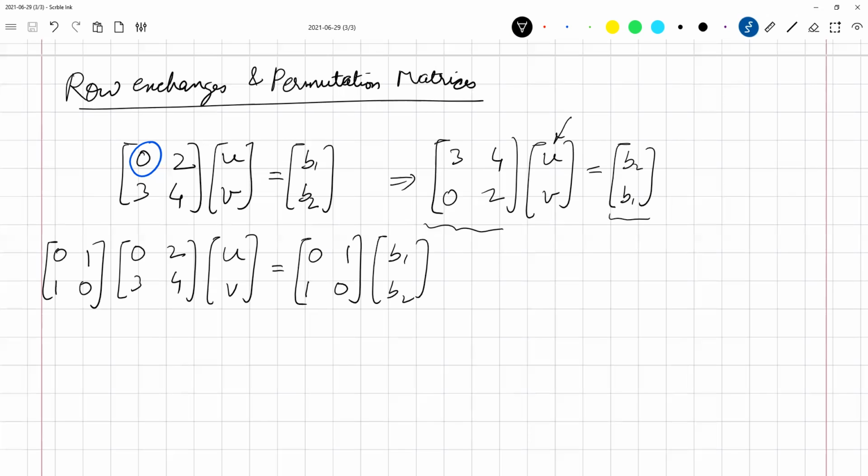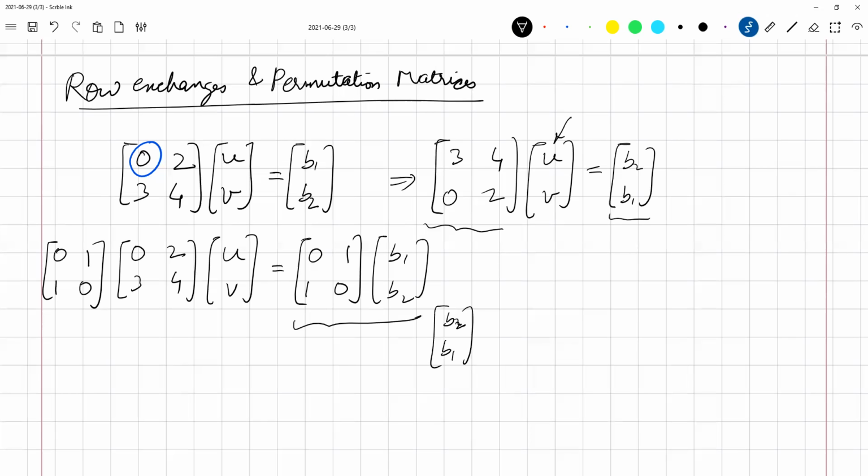Can you see this? What will it look like? Let's look at the right hand side first. What will this become? B2 upon B1. So this is first row, first column. What will that give me? B2. What will be the second row, first column? B1. So the right side is correctly manipulated.